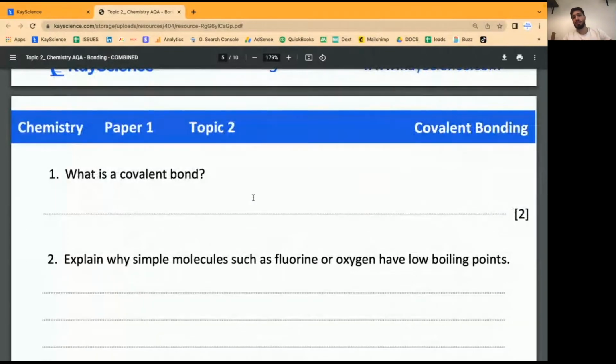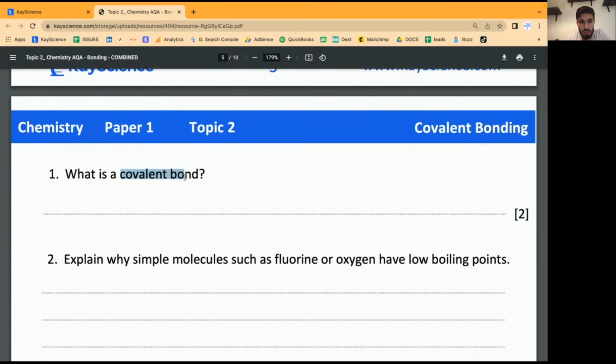So let's start with the first question. This is literally a 2-mark exam question. What is covalent bonding? In any science exam, the general rule is when there's 2 marks, you spend 2 minutes. So with questions where you don't have to write a lot, if you answer in under 2 minutes, that saves you time to add on for the harder questions, like the 6-mark questions or certain 4-mark questions, which are more difficult.